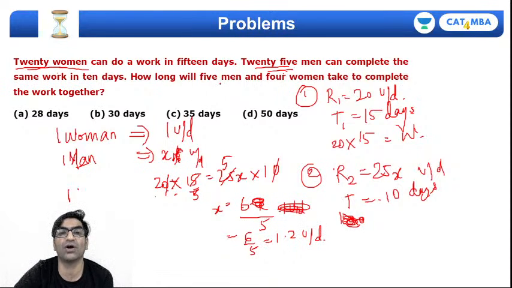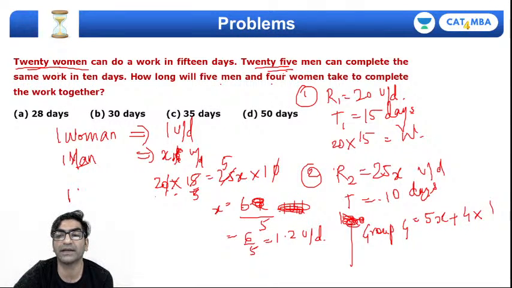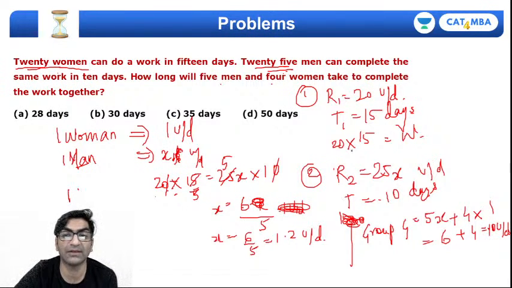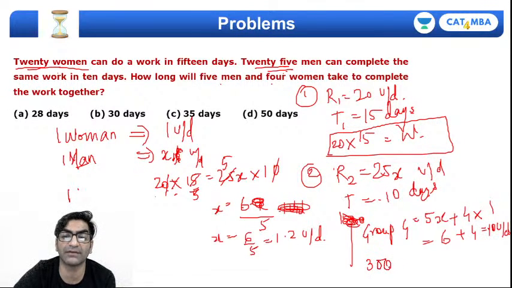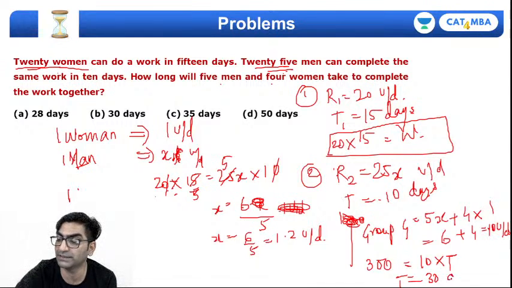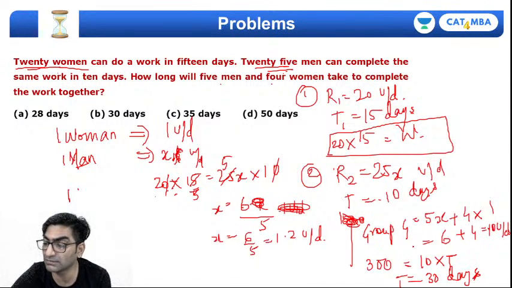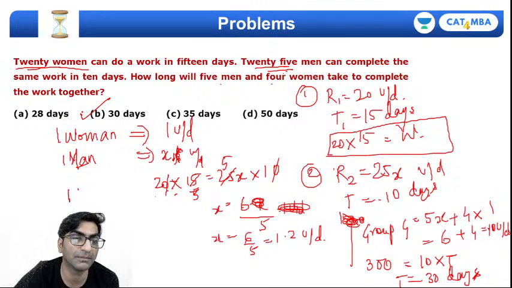Now what is the question saying? How long will 5 men and 4 women take, right? Now you have a group. So that group rate G will be that of 5 men, so 5x, and 4 women, that's 4 into 1, right? 5 into x, if x is 6 by 5, 5 into x will be 6. So you're getting 6 plus 4, that's 10 units a day. So if the group does 10 units every day and the work done is the same as we calculated, then 15 into 20 is 300. Work done is equal to rate 10 into time taken. Time taken should be surely 30 days. That's a good answer, Purva. Option B.